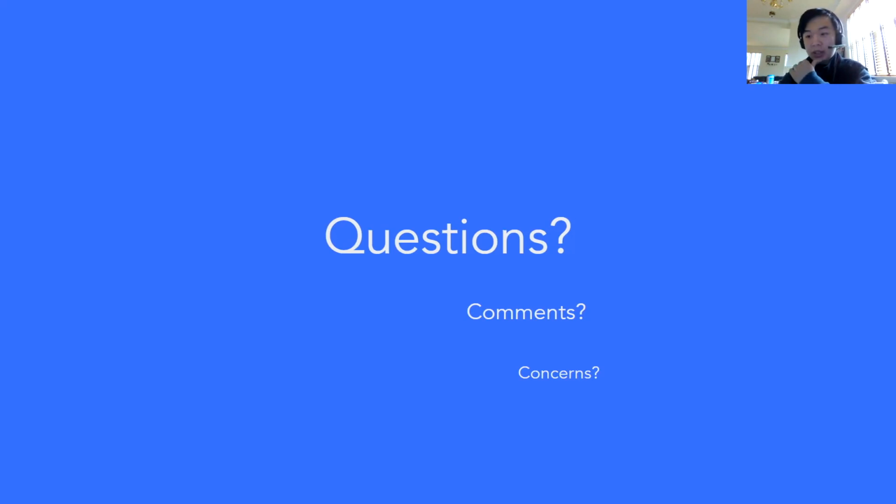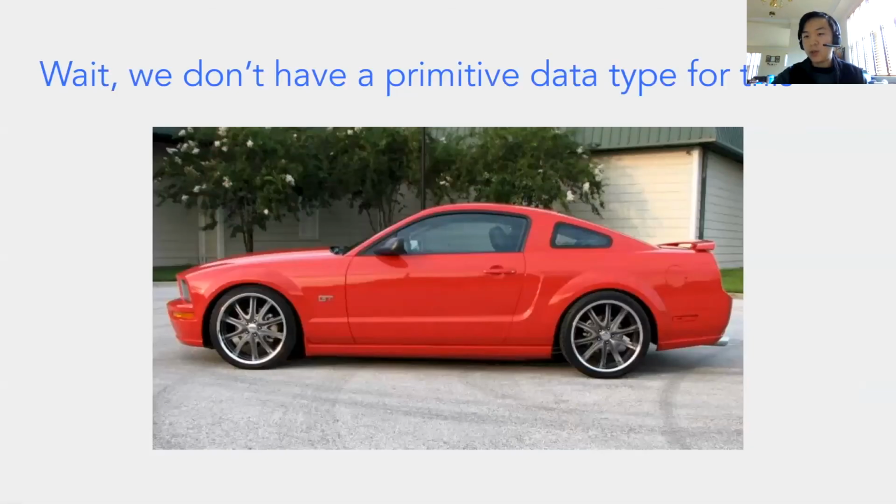The next topic to discuss is called wait. We don't have a primitive data type for this. So what are we talking about here? If we want to store data in our program, if we want to store a number, that's fine. There's a thing called number in JavaScript. But if we want to store something more complicated, like this idea of a car with a bunch of properties, we don't really have a thing for that automatically.